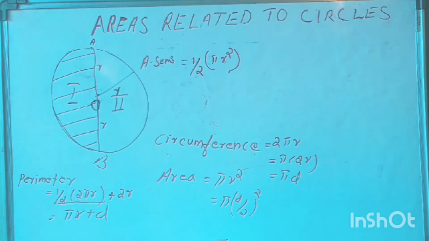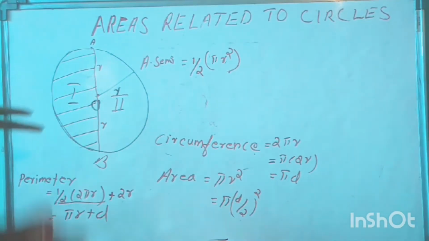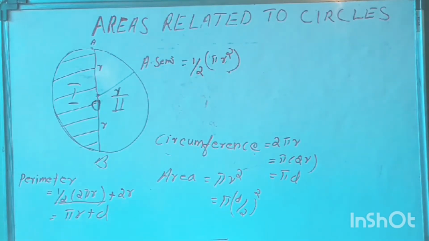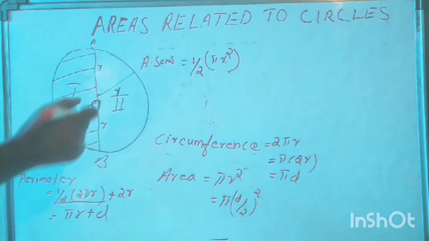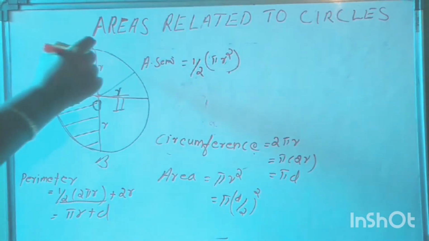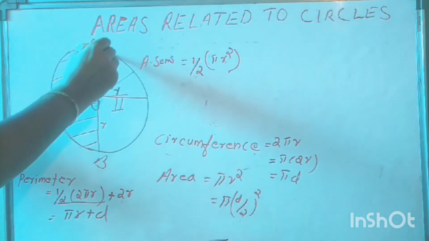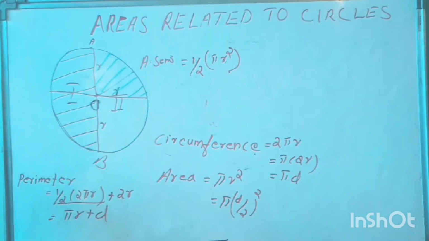Now, quadrant. What is a quadrant? A semicircle is half of the circle. Then quadrant means 1 by 4th of a circle. 1 by 4th means we need to divide the circle into 4 equal parts, and this 1 by 4th of the circle is called a quadrant.